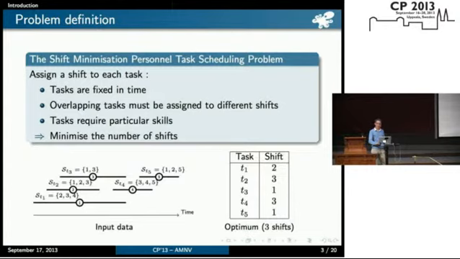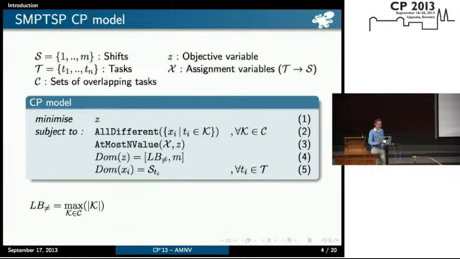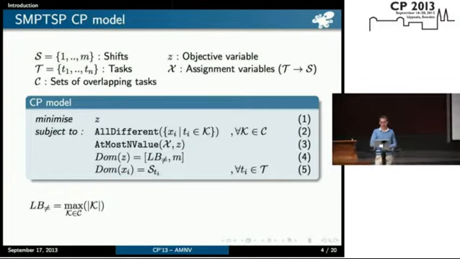And so we decide to solve this problem with CP. For that we have a quite short model, which is quite good. We have as input a set of shifts, a set of tasks, and we assume we already have the maximal sets of overlapping tasks. And then we introduce a few integer variables. We introduce an objective variable z and a set of integer variables x to represent task shift assignments.